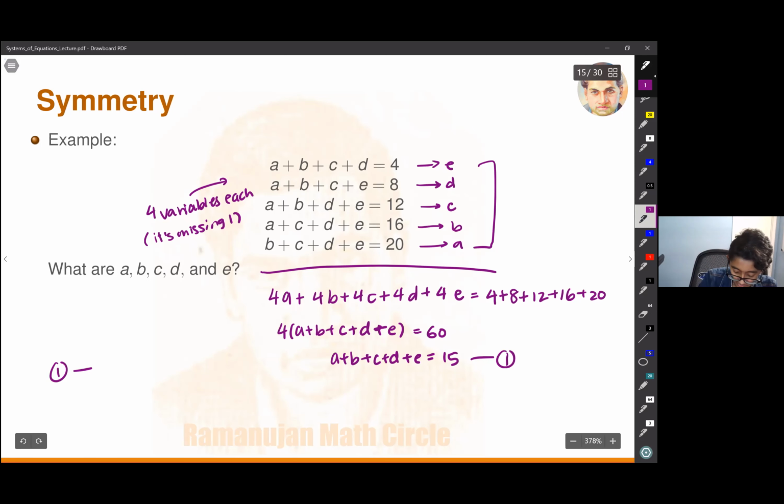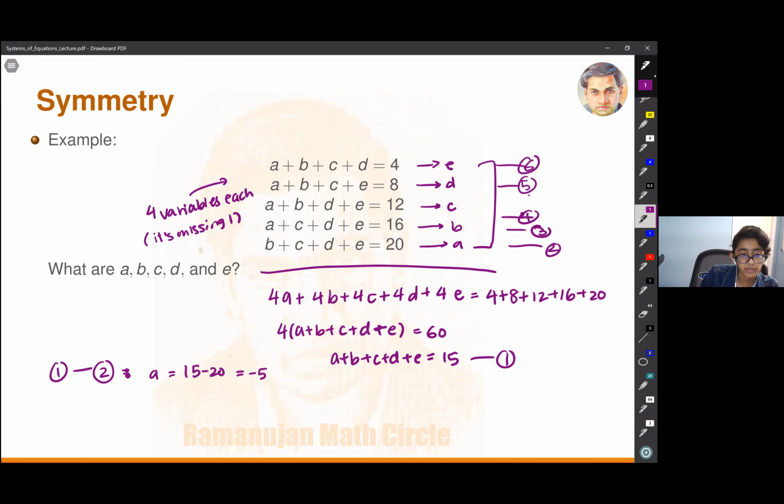All right. And I'm going to subtract 1 minus 2. And I would basically get a is equal to 15 minus 20, which is equal to negative 5. Because it's a plus b plus c plus d plus e minus b plus c plus d plus e. So you just have a.